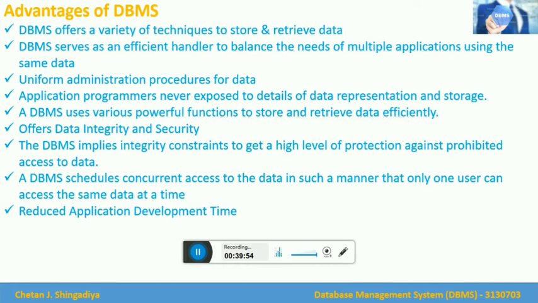One of the most important advantages is it will reduce the application development time. So friends, these are the advantages of a typical DBMS system which we will feel when we are going to perform a query on a database management system.